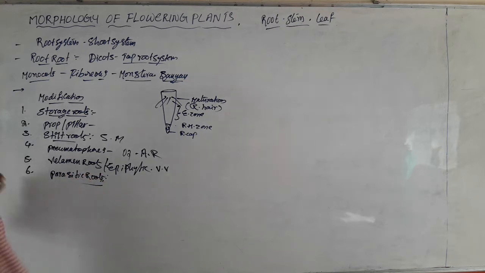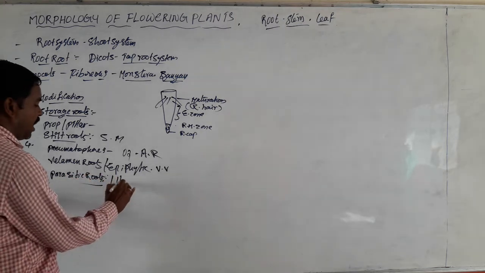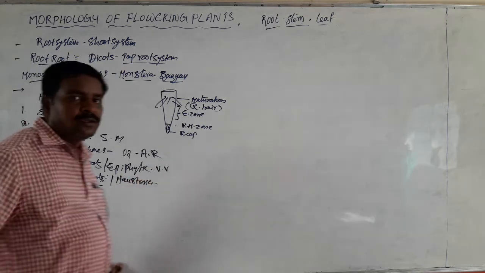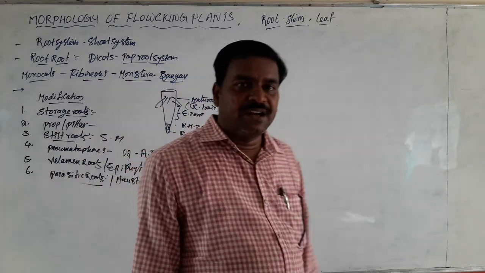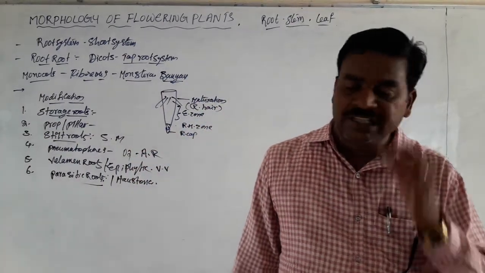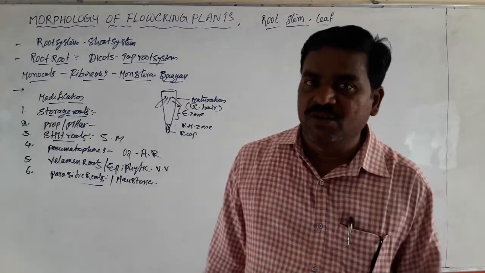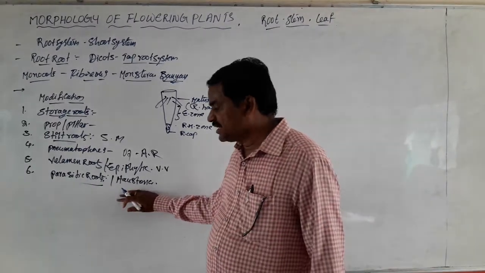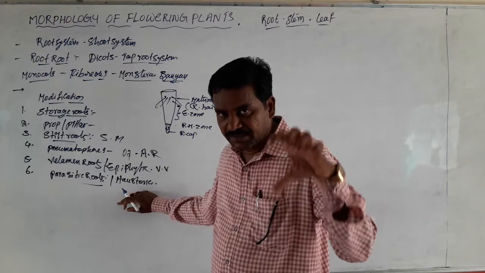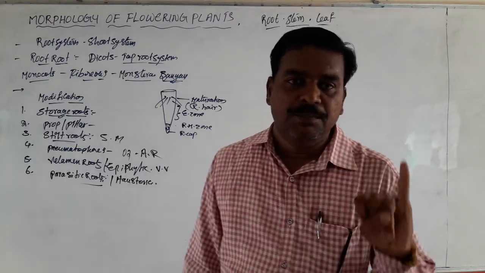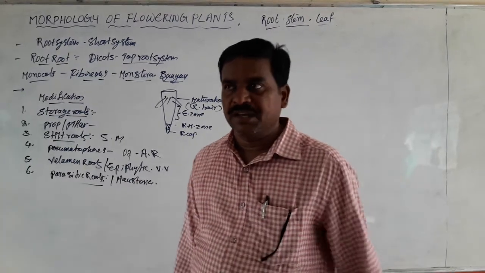Then the next one is parasitic roots, also called haustoria. Some plants are dependent on other plants for their nutrition. They are called parasites. The plant that provides nutrients to the parasite is called the host. The roots of these parasites enter into the xylem and phloem. Parasites are also divided into two types: complete parasites and partial parasites.